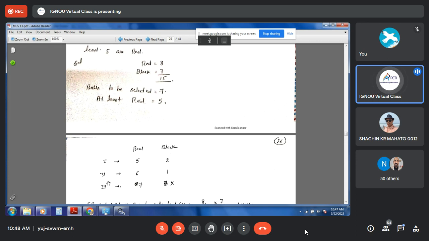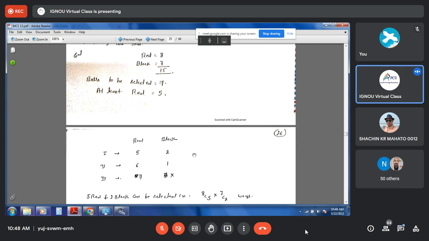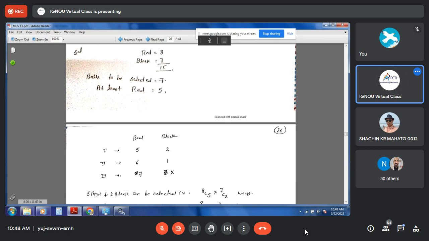That is the addition theorem. From the first case, 5 red and the 2 black balls can be selected in, again say, red from the red and black from the black. 5 red from the 8 is 8C5, and the 2 black from the 7 black is 7C2.